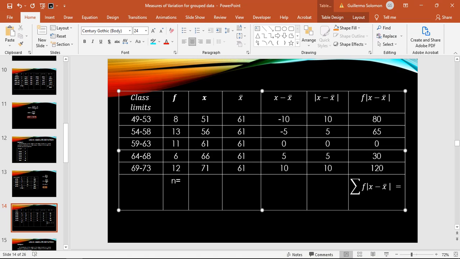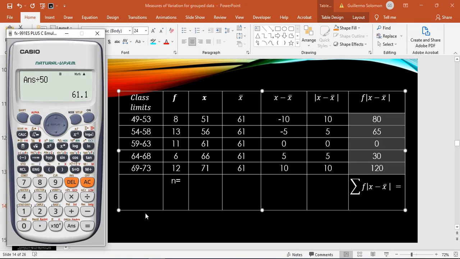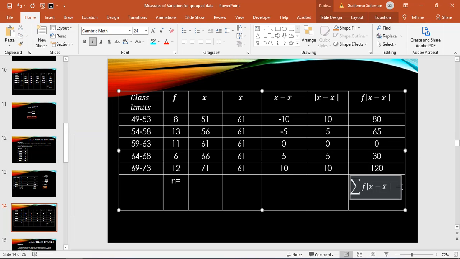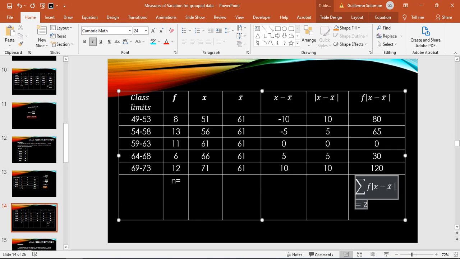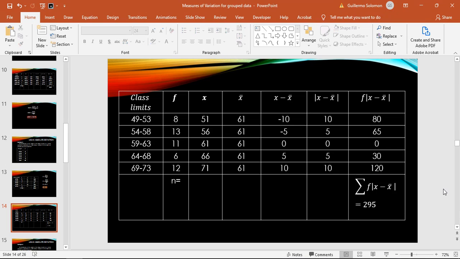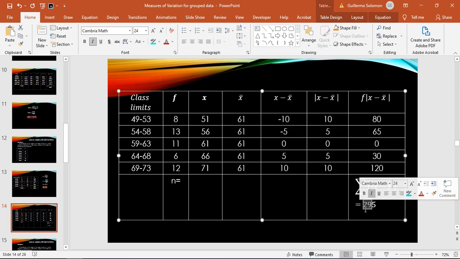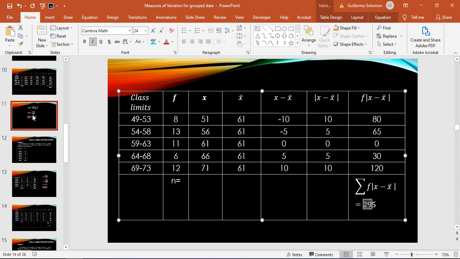Okay. After we get the product, now let us proceed for the summation. Kukunin lang natin yung total nito. Okay. So 80 plus 65, plus 0, plus 30 plus 120. Okay. So 295 ang nakuha nating summation. Okay. After we get the summation here, dito sa last column, we can now substitute to our formula.